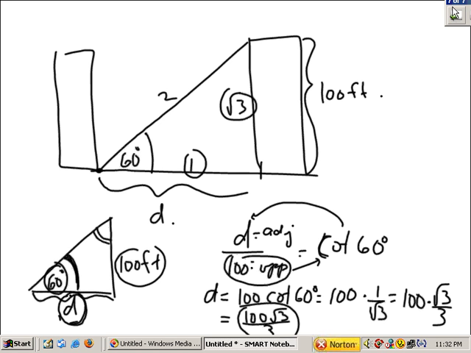So you don't always have to be given the ground distance. Okay, one more problem. Well, let's do another problem.